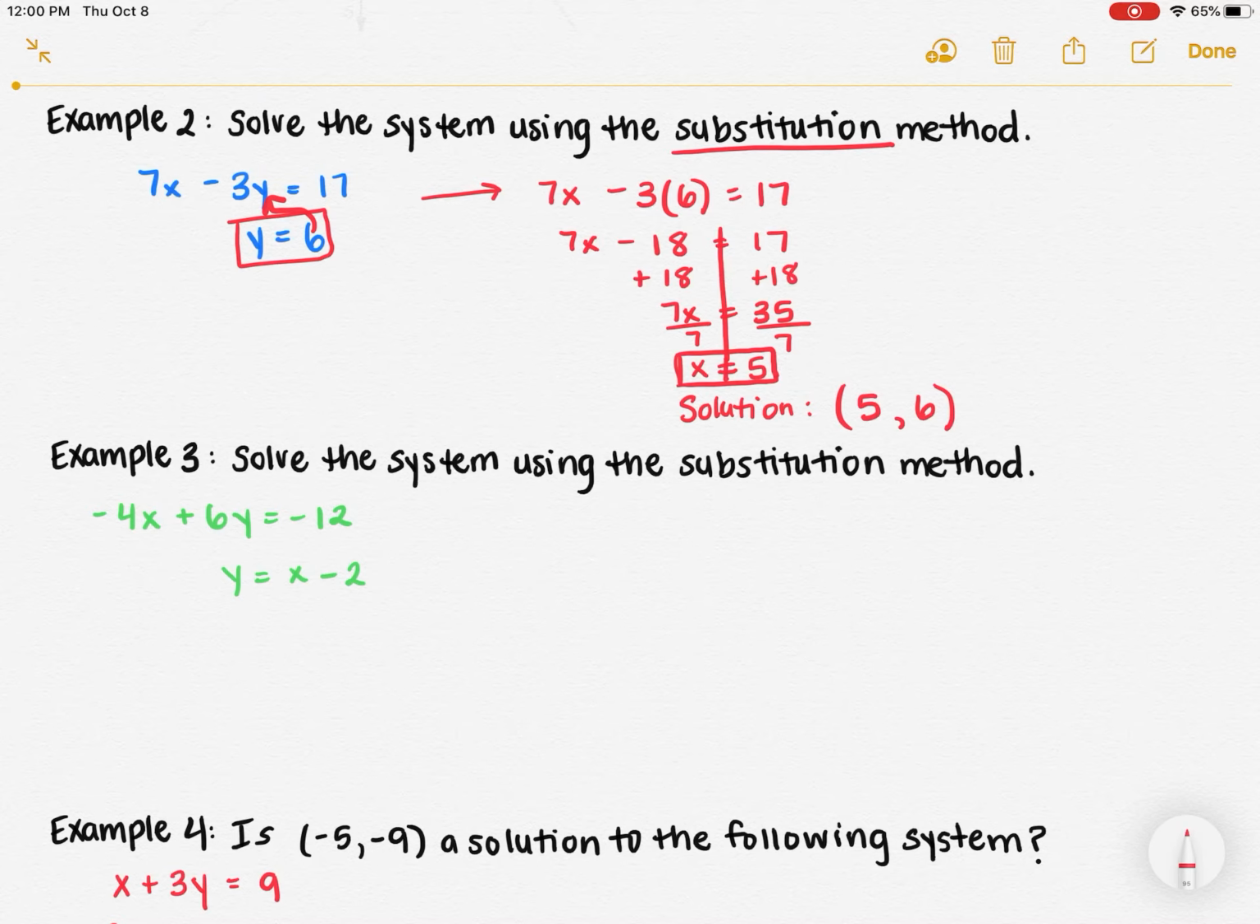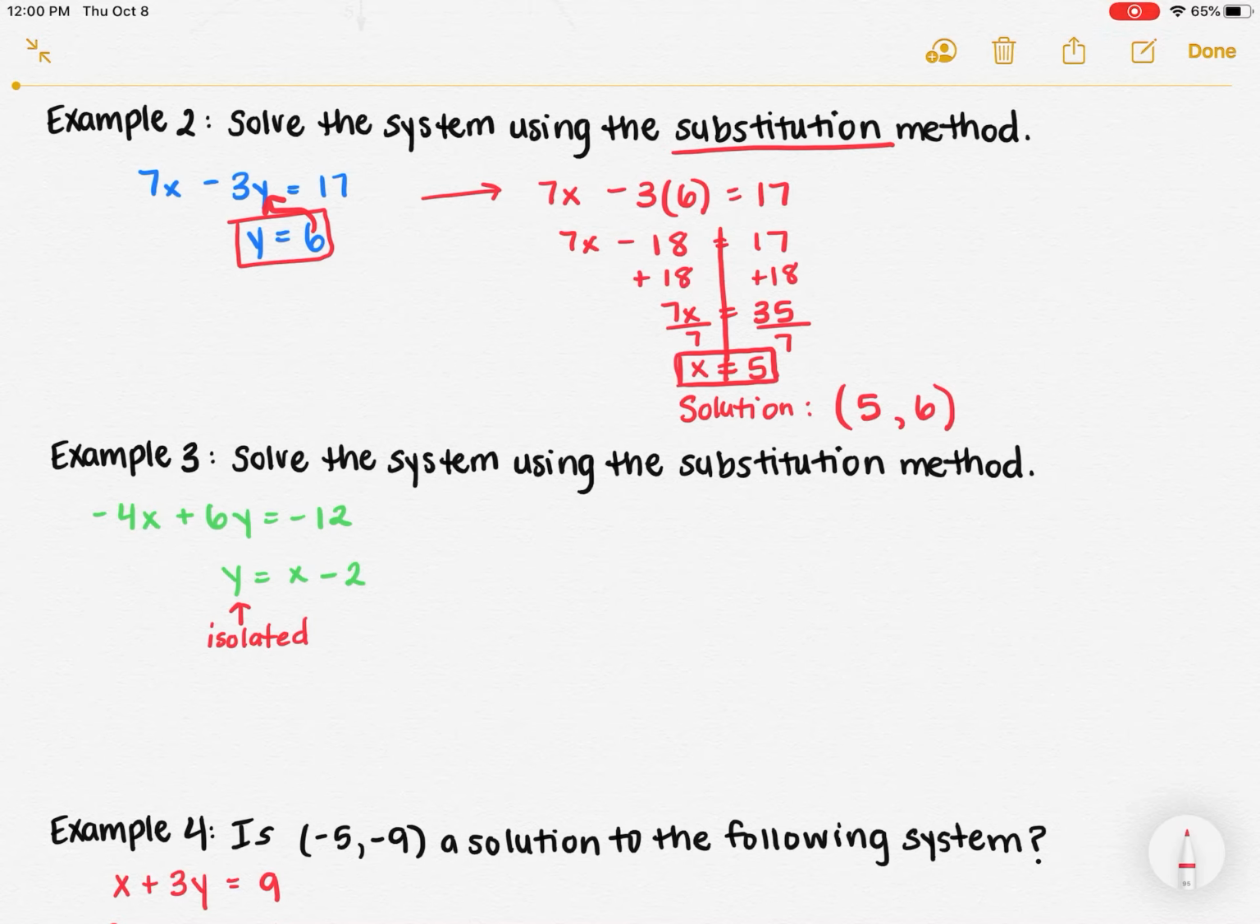Now if I go on to my example 3, I can see this one might take a little more work, because this time they didn't give me an equation that just tells me one of the solutions. So this time my equations are -4x plus 6y equals -12, and then y equals x minus 2. The good thing is that in my second equation, y is already isolated. It's already by itself. Just like in the last one, even though it's not telling me y is equal to a specific number, it is telling me that y is equal to x minus 2.